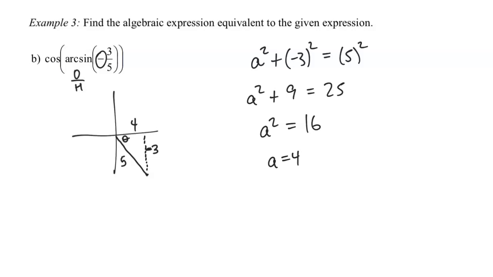And now I'm going to do the cosine of this angle theta. And so cosine, I know, is adjacent divided by hypotenuse, and so therefore the adjacent side of this is going to be +4, and the hypotenuse will be +5, so that we get 4/5 as our answer.